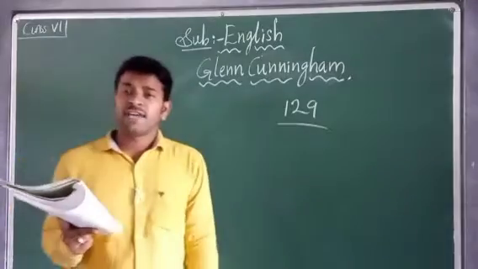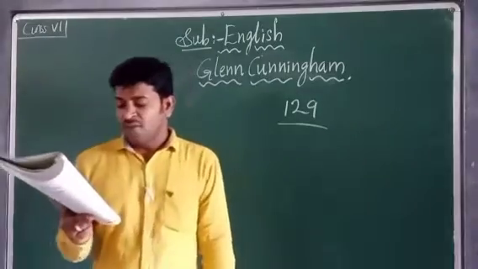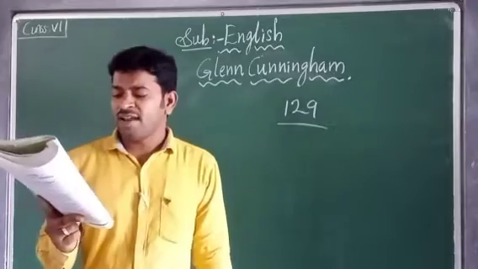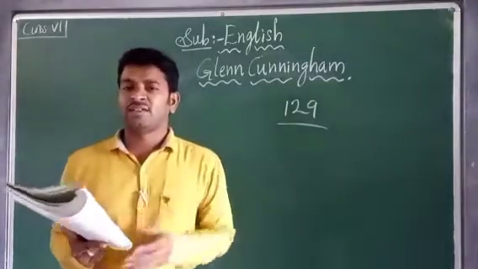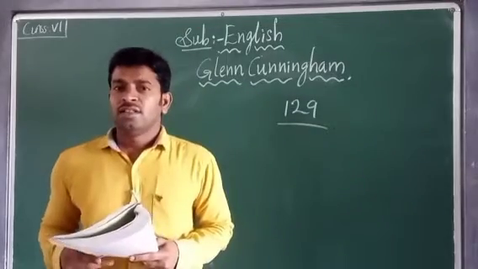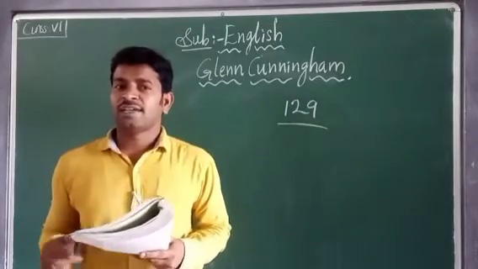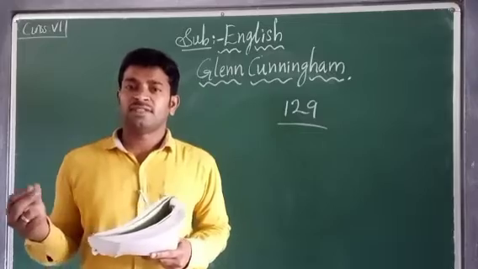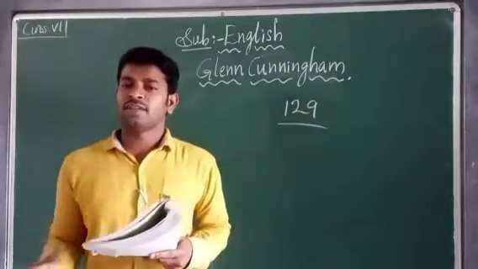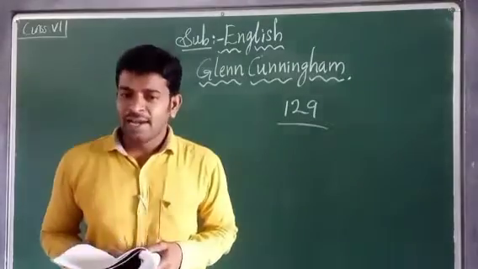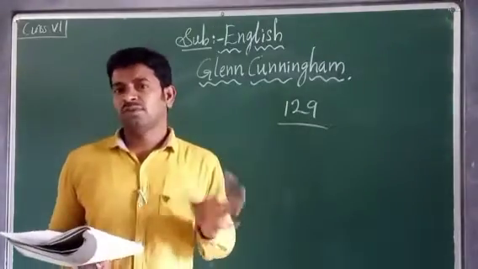Now, to achieve his goal, let us see what he is doing. "One day there was a big fire at Glenn's school." Due to electric problems, there might be electric shocks, an electric short circuit also, children. So when a short circuit occurs, what happens? The fire may spread all over the buildings, all over the school, whatever it may be.